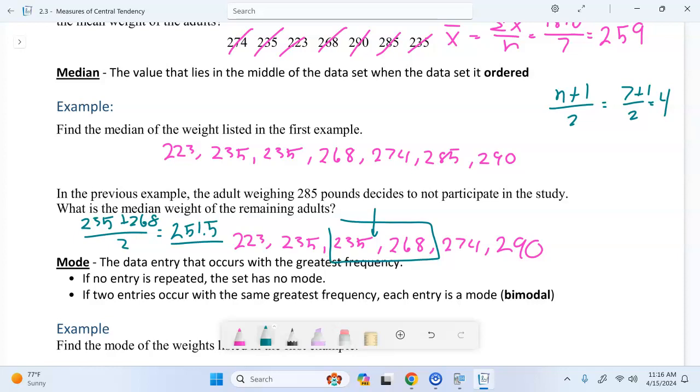So if we have an even number in our sample size, then our median is very likely not going to be a value in our data set, but it's going to be a midpoint of 2 middle numbers. If we have an odd number in our sample size, we just find the middle number. That's our median.